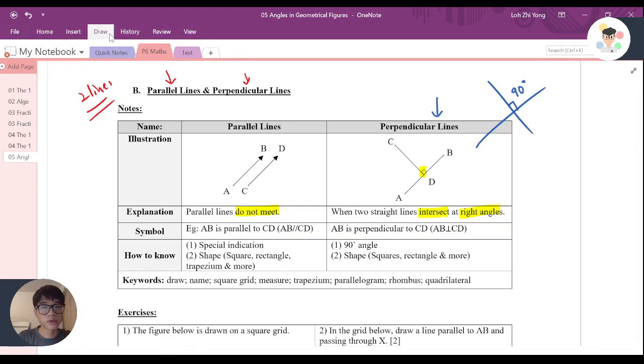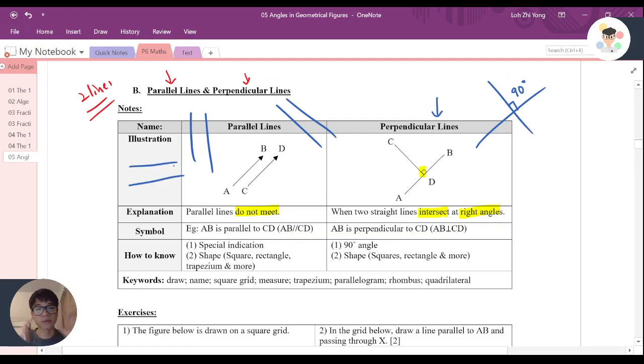And just to let you know, parallel lines can go like this, not necessarily going up. It can go like this, it can go like this, as long as they don't meet each other. And perpendicular lines, of course, can also go like this, a 90 degree nicely here, or it can be like this, 90 degree. It doesn't matter how it turns, but it should be 90 degree.